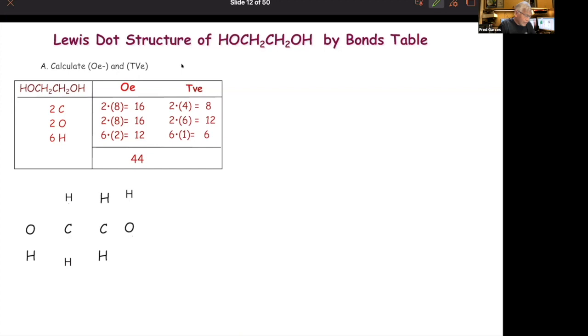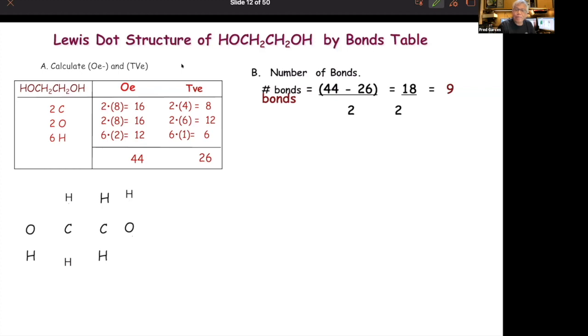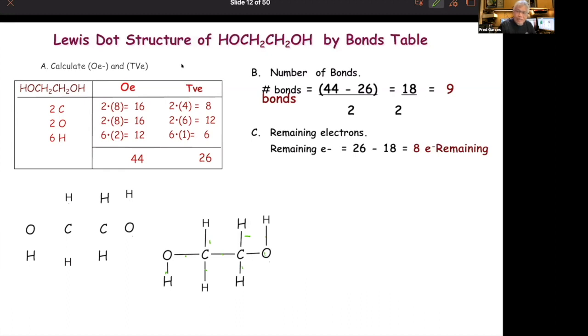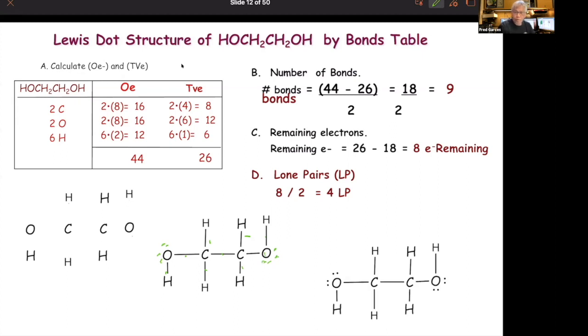44, when we do total valence electrons, that's actually 26. 44 minus 26, that's 9 bonds. There's your 9 bonds. Just connect them. 1, 2, 3, 4, 5, 6, 7, 8, 9. How many lone pairs? Well, 26 minus 18, that's 8 remaining electrons, 4 lone pairs. And where do they go? It's obvious they have to go to the oxygen. Okay, that's your Lewis structure.